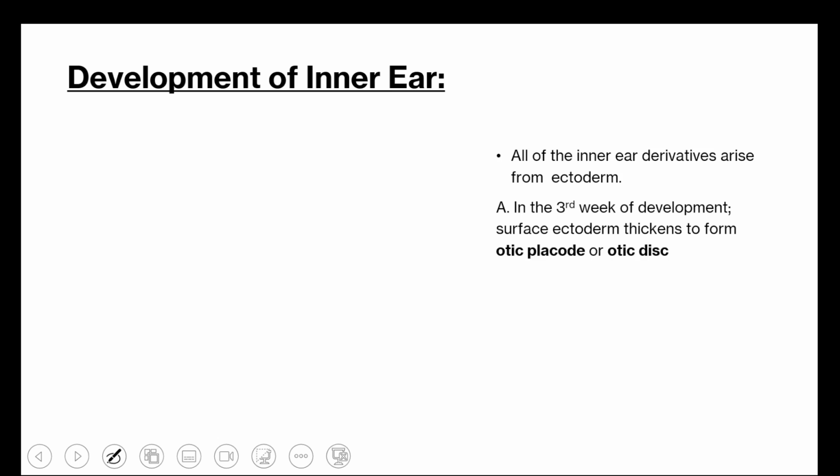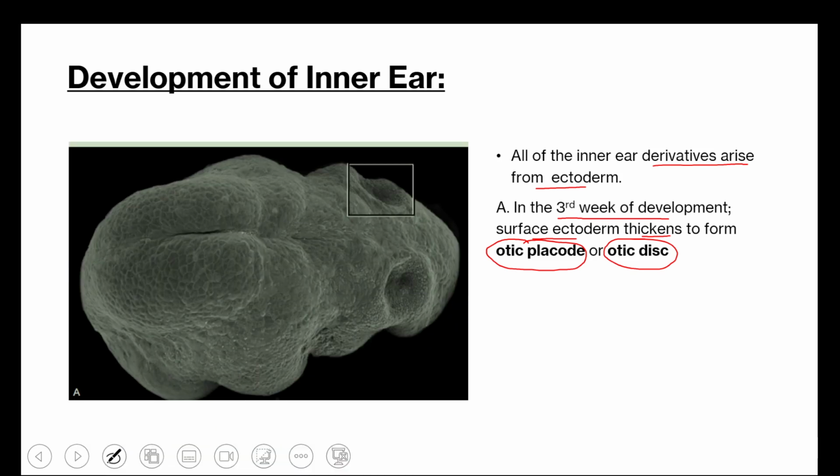Generally, all the derivatives of the inner ear arise from the ectoderm. What happens is that during the third week of development, the surface ectoderm just adjacent to the rhombencephalon thickens, and that thickening will form the otic placode or otic disc, which we can see here in the head region of the embryo.